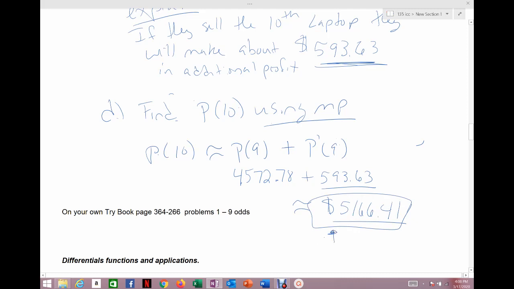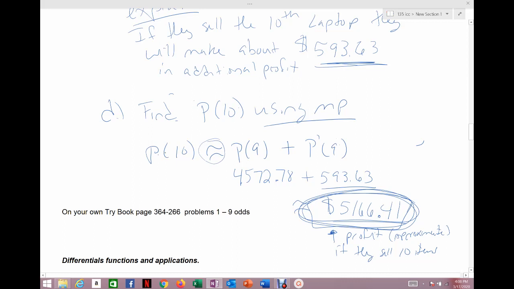So this is the profit, again approximate, if they sell 10 items, 10 laptops. This is about how much they make. Now, if you took 10 and plugged it into the profit equation, it should be close to that, within pennies of that. Again, this is the marginal analysis, though. We're using the derivative to approximate.